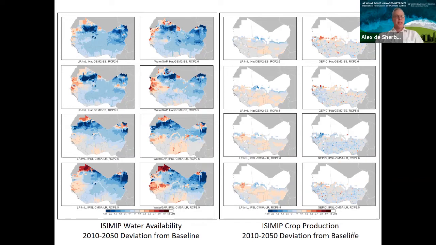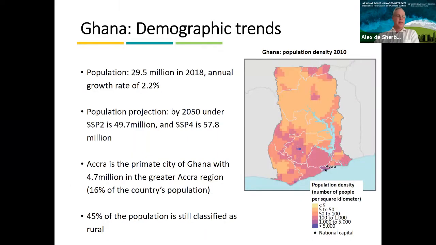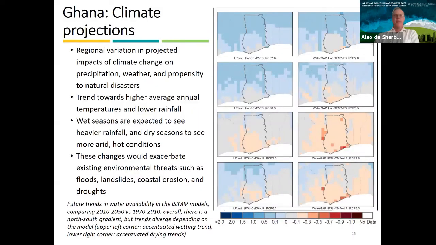And so what you see on the left is a map of deviations in water availability in the Sahel and in all of West Africa. In red, lower in the future than the past, blue, higher than in the past, and the same for crop production on the right. So I'm going to basically run out of time to go into details on each of the countries. This report will be out in the next couple months. So you can look for it on the World Bank website or contact me.